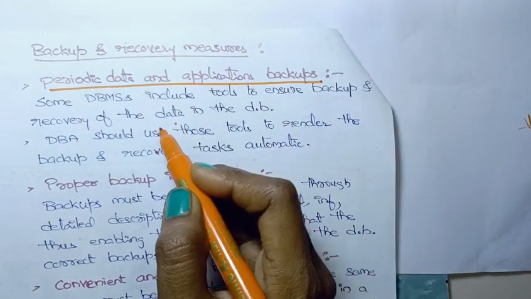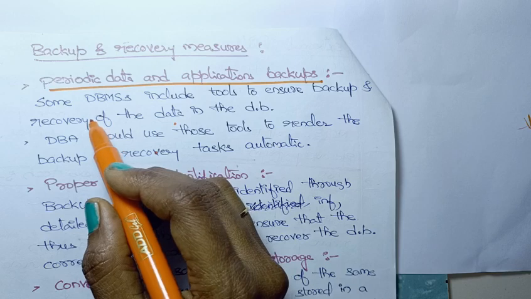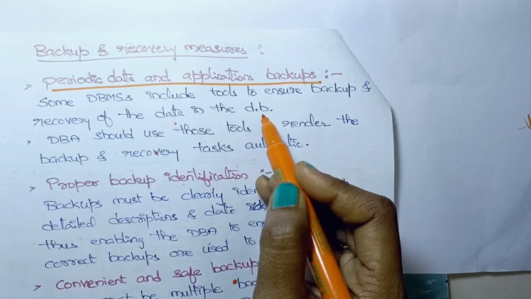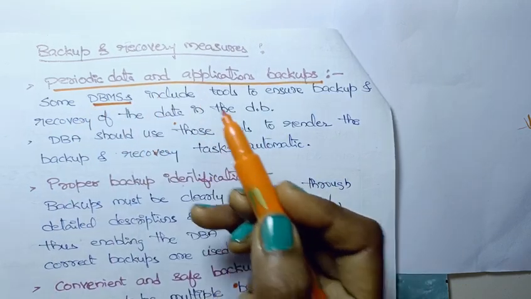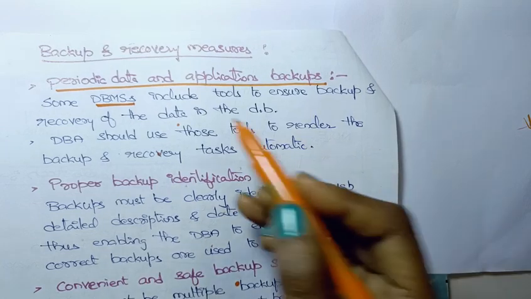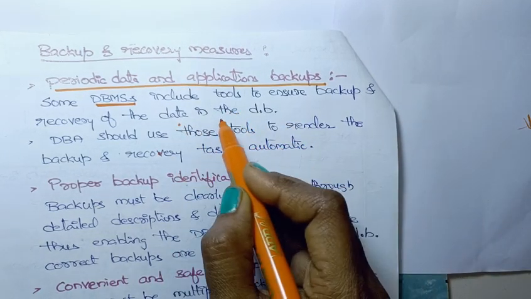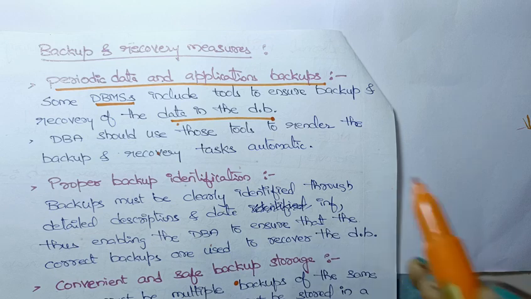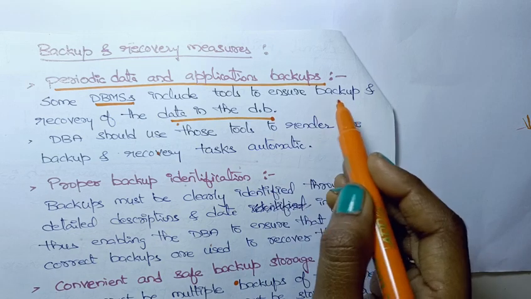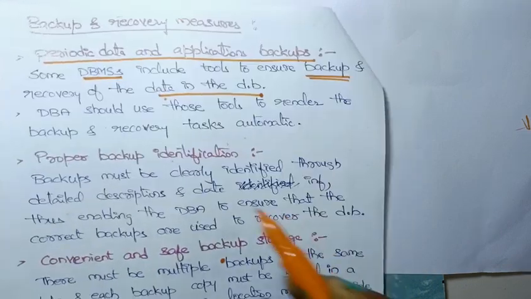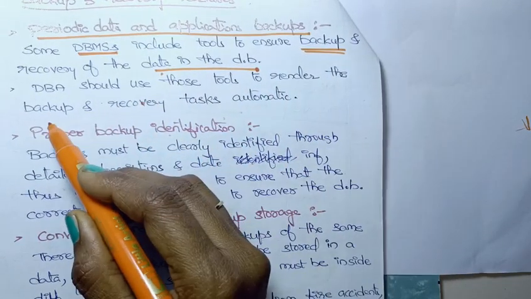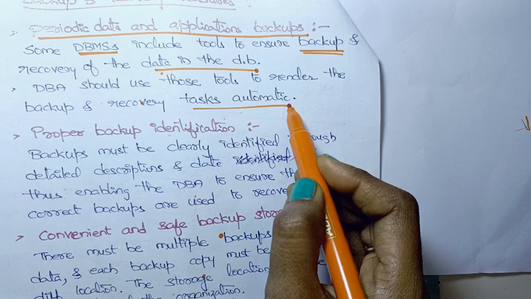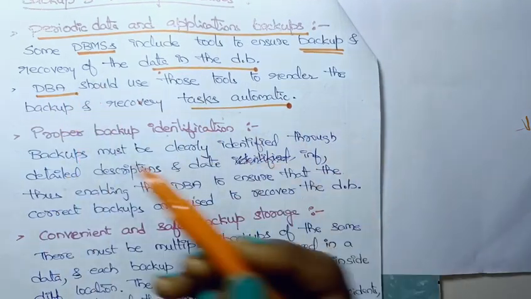The first step is periodic data and application backups, which means some DBMS include tools to ensure backup and recovery of the data in the database. Some DBMS software tools automatically back up the data in the database. So whatever transactions are done on the database will be automatically backed up, and recovery done. The DBA should use those tools to make the backup and recovery tasks automatic. Who takes care of all this backup and recovery? Mostly the database administrator only.